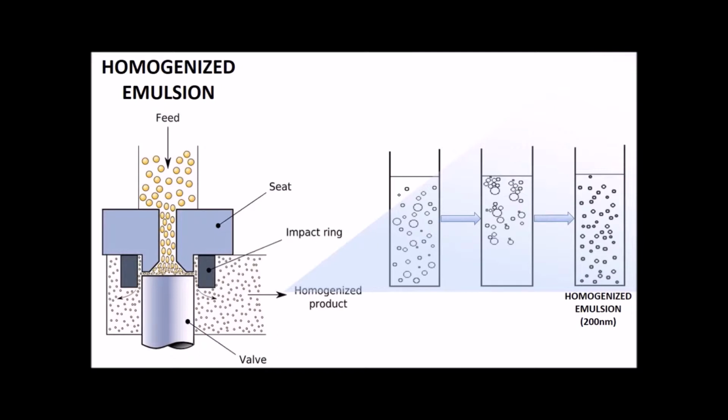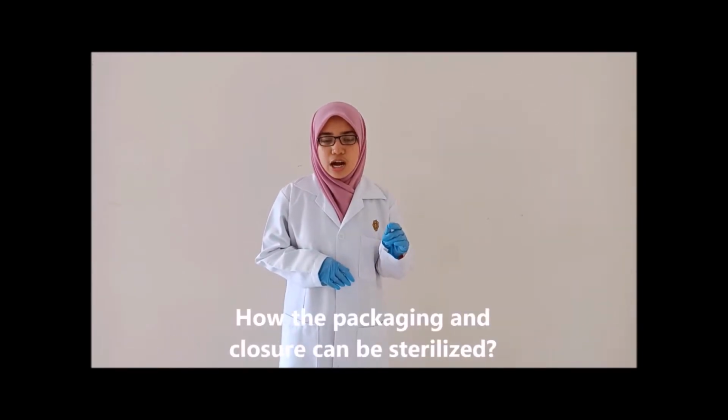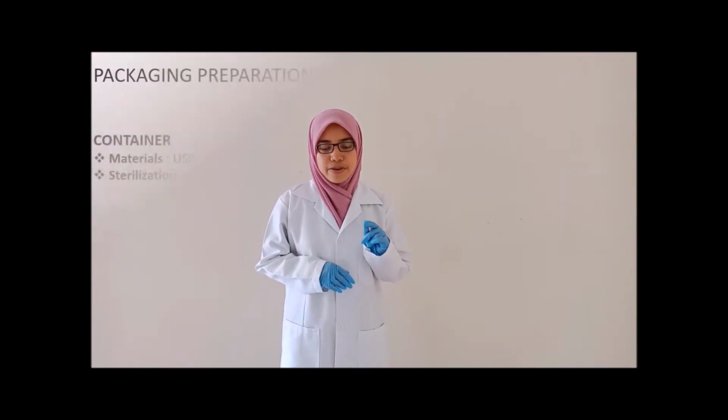This size is necessary to allow the emulsion to be filtered prior to the filling process, as larger droplet size might block pores of the filter membrane. What about the packaging and the closures? How can the packaging and closure be sterilized?